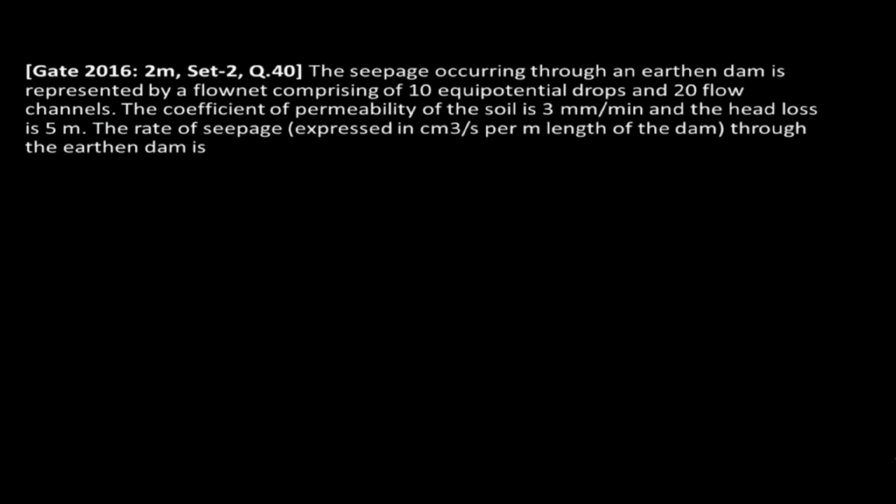Let us write down the given details from this question. Given: they have given a flow net comprising 10 equipotential drops and 20 flow channels. Also they have given the coefficient of permeability and head loss.